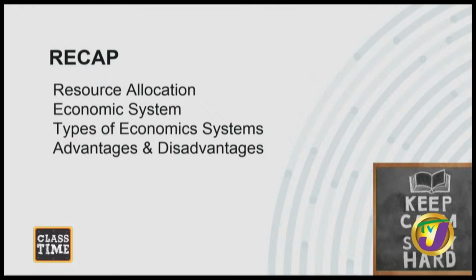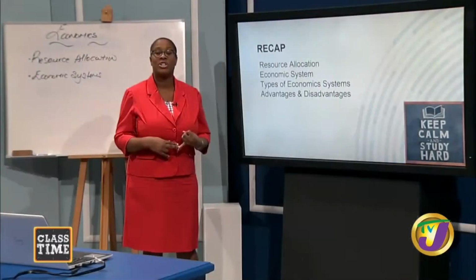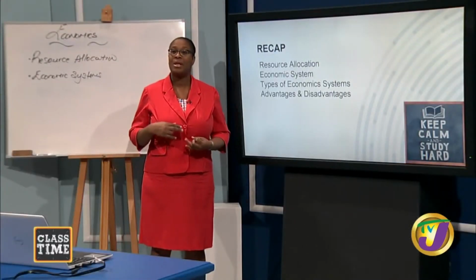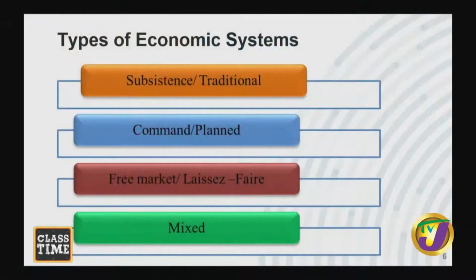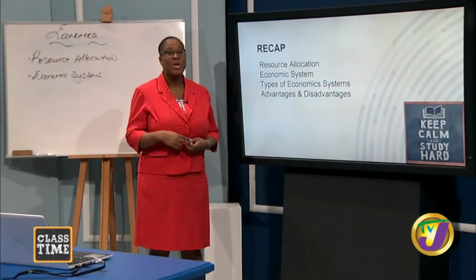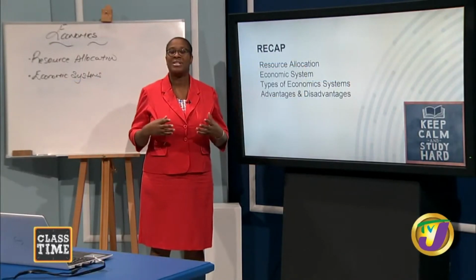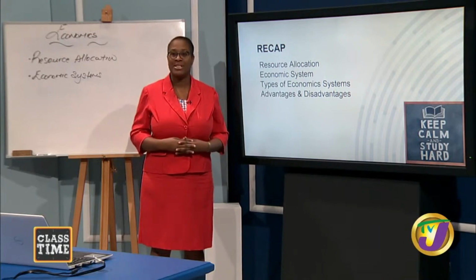We looked at the 4 economic systems. That is the subsistent or the traditional economic system, the planned or the command economic system, the free market or the laissez-faire market system, and the mixed, that is a combination of both the command and the free market system. And we also looked at the various advantages and disadvantages of those systems.